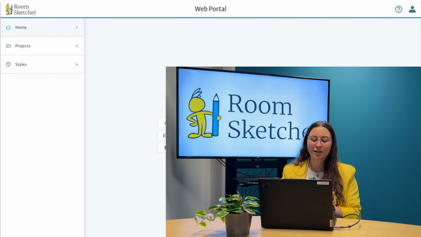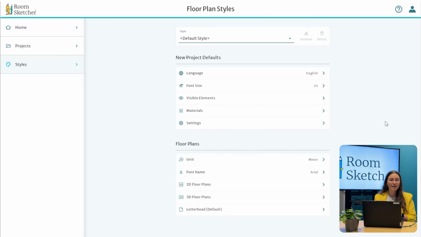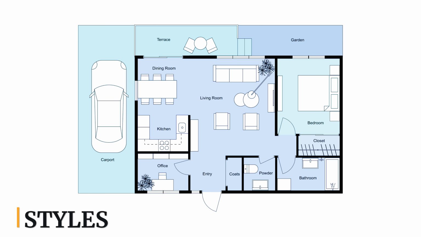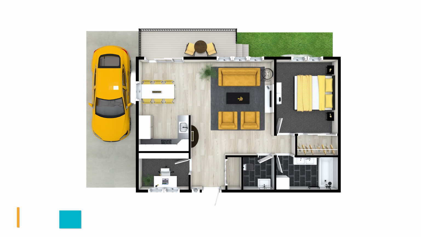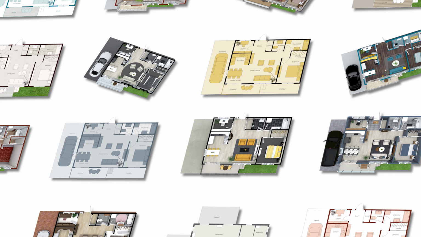In the sidebar, you'll find Home and Projects. This is where you navigate between your work. Under Styles, you can set up your floor plan style. Things like colors, perspective, branding. Pro subscribers can create one style, while Team subscribers can create and manage multiple styles.